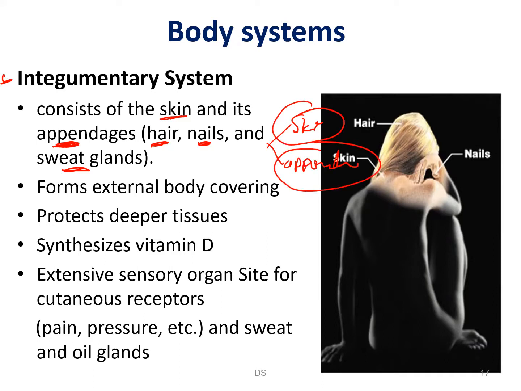These are the integumentary system. And when we see the function of the integumentary system, the first thing, it covers our body. This skin covers our body. And it is a site where vitamin D is synthesized. That's why children are exposed to sunlight in order to synthesize what?